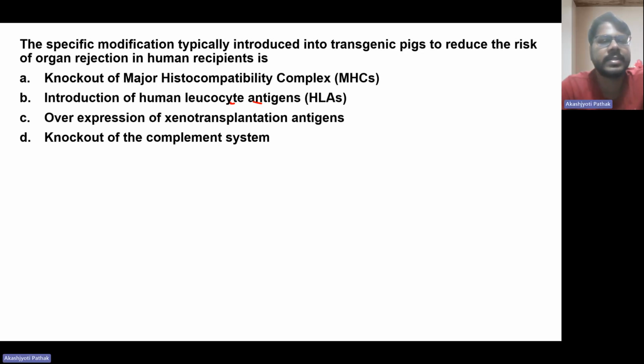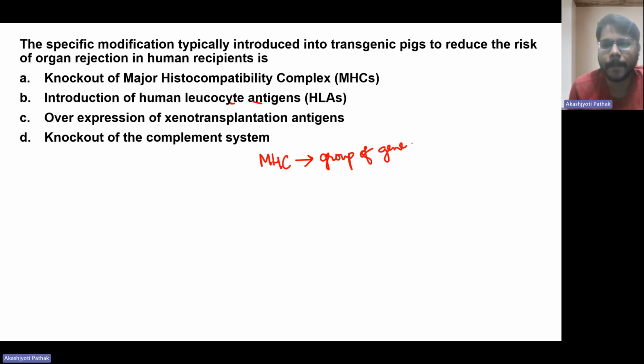So what will be the correct answer for this question? You all must have read about this major histocompatibility complex. So what are these? They are a group of genes that code for proteins that help the immune system identify self and non-self. So these are genes basically, a group of genes that code for a protein that will help in distinction between self and non-self.